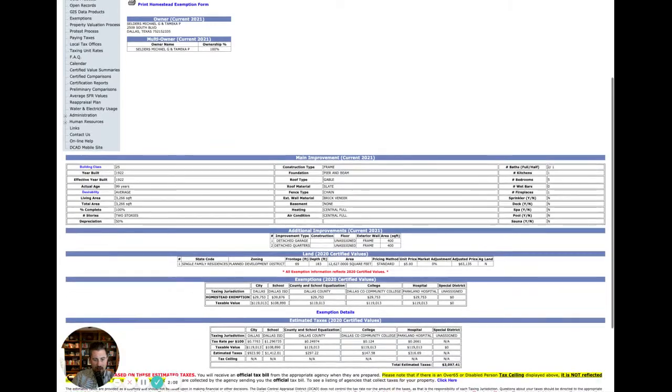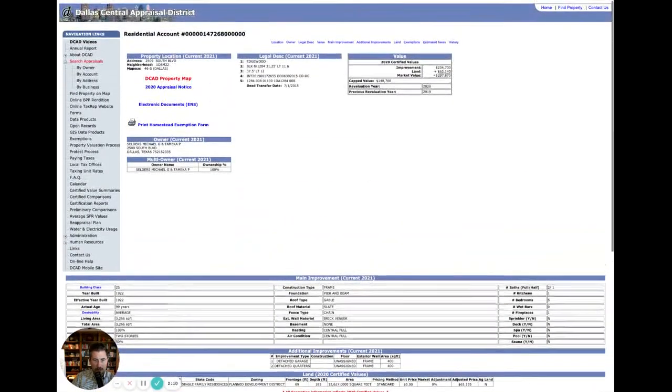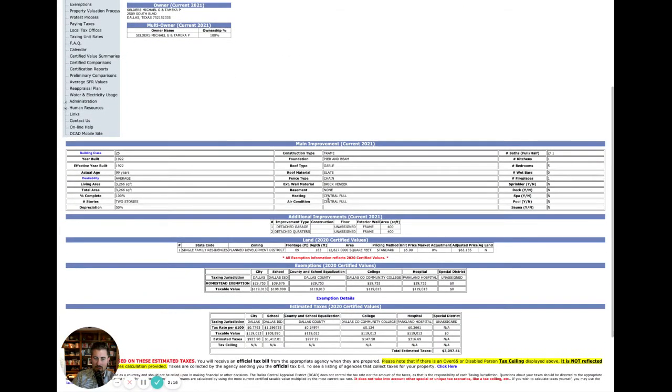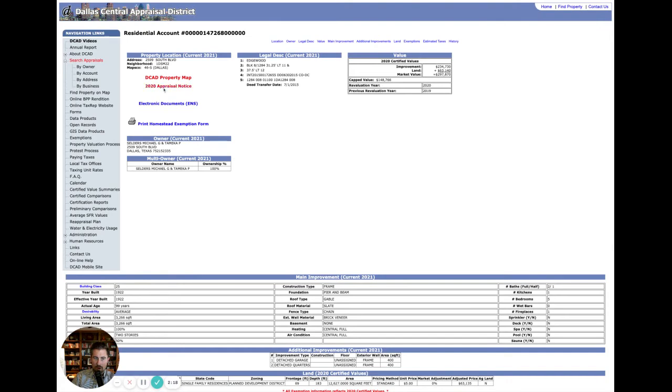Now, if I go into the upper part of this, I can also see the appraisal notice, which will tell me what the value is. It basically summarizes all this for the year in one notice that gets mailed to you in April and May of each year. If I go here to print homestead exemption form, it's going to give me the specific personalized exemption form for your specific property.